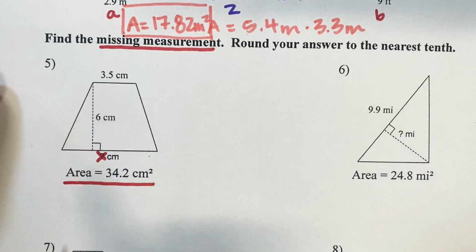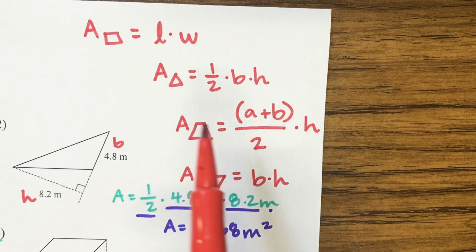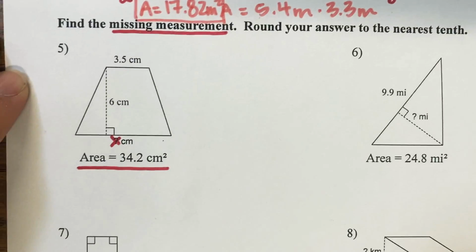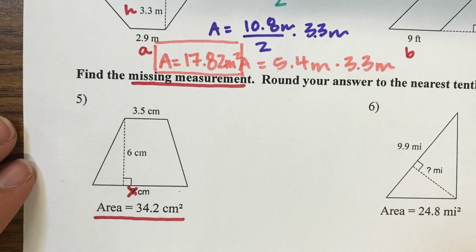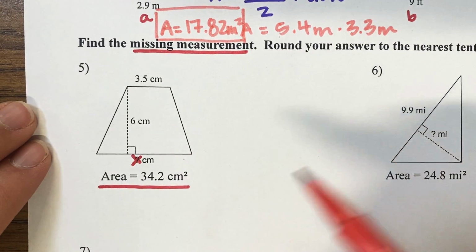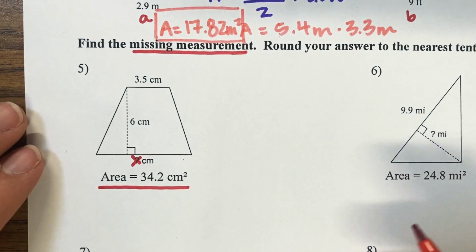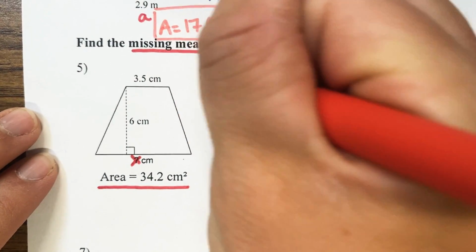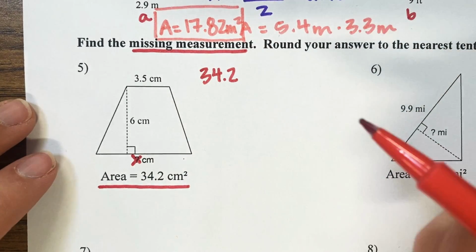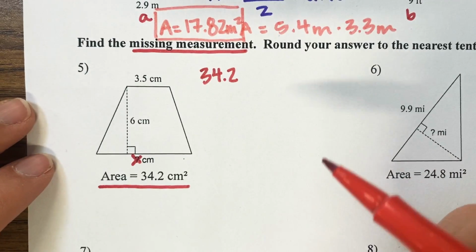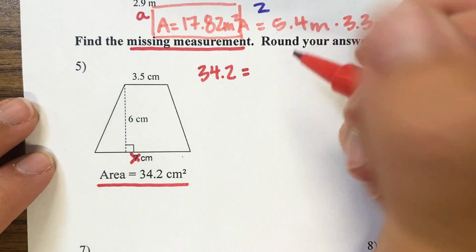Okay, so first of all, what shape is this? What formula do we have to plug it into? It's going to be a trapezoid. So we're going to plug it into our trapezoid formula there. First comes our area. Well, we know our area, so we're going to write 34.2, and I'm just going to leave the units off for now just to give us a little more space. 34.2 is our area, and it equals the formula.